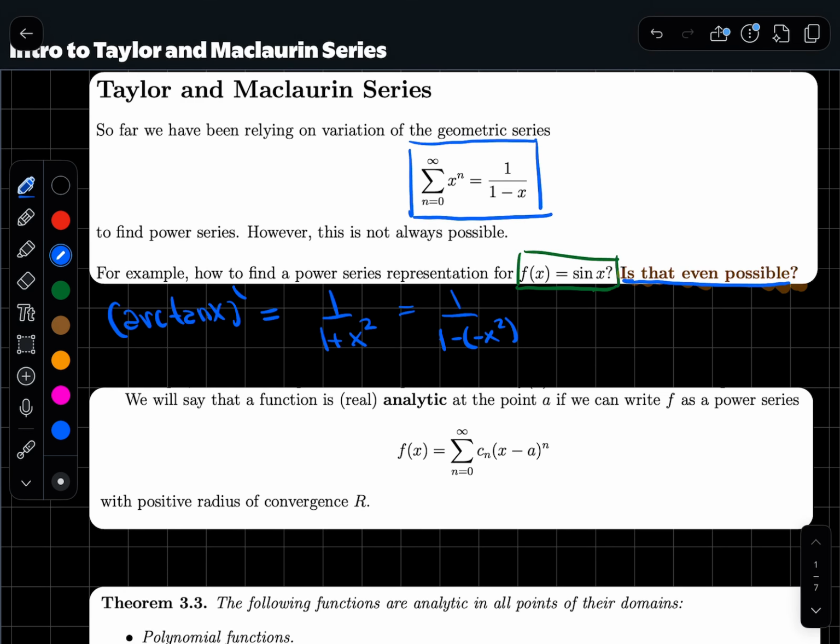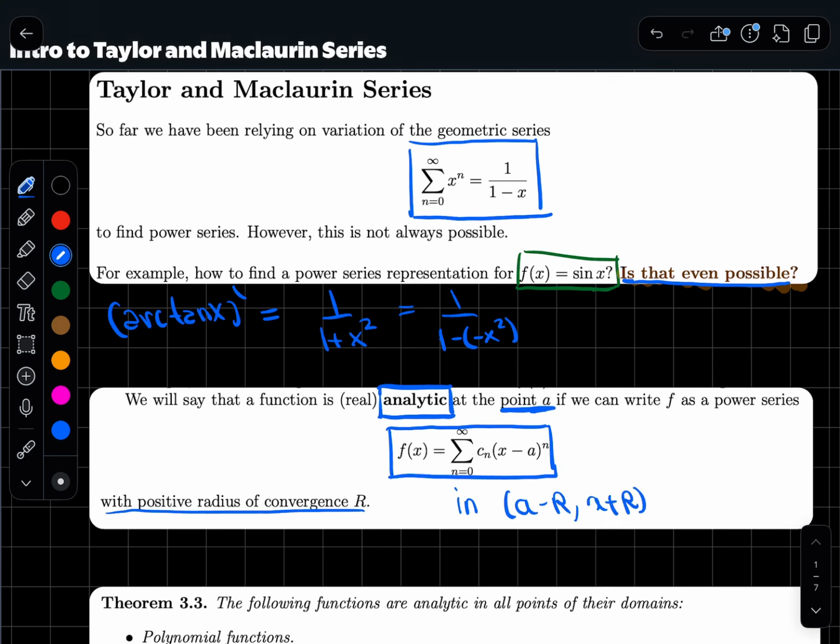When it's possible, we're going to say that the function is analytic. So the function is going to be said to be analytic at the point a if we can write f as a power series that converges, of course, and the power series has a positive radius of convergence. So this needs to be in the interval a minus r, a plus r, with r positive.